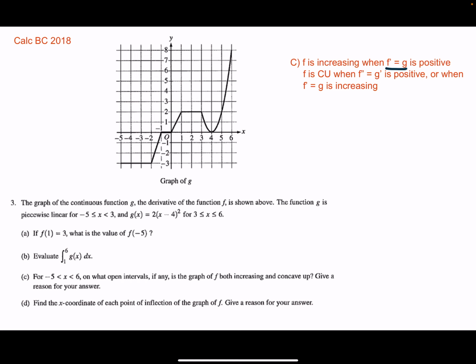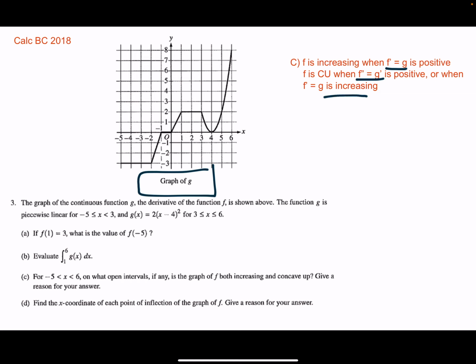I'm also in that same statement now saying, well, if F prime is G, then F double prime is equal to G prime. Okay, I'm making those connections. You need to make those connections for AP. Okay, now tie it back to what we're looking at. What are we looking at? We're looking at the graph of G. So I want G to be increasing.